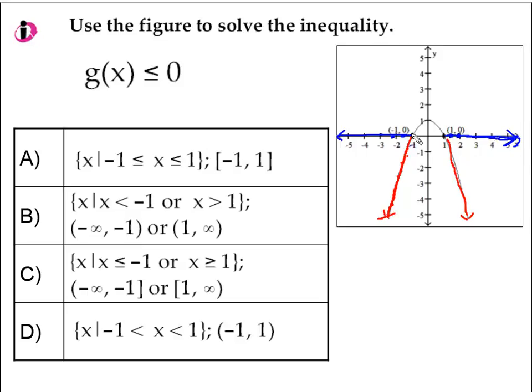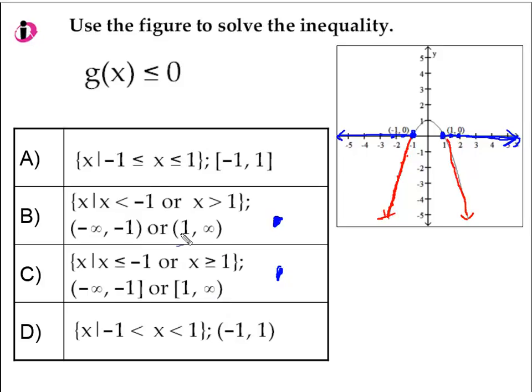Now, here are my x-intercepts. Looks like -1 and 1 are my x-intercepts. So the only thing I really need to determine then is, I've got -1, from negative infinity up to -1. That's one of my solution intervals. And then from 1 out to infinity. So the only choice that matches is this one here. So the solution is from negative infinity up to -1 and from 1 to infinity.